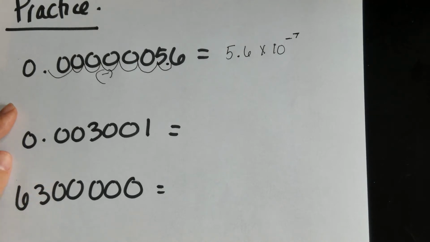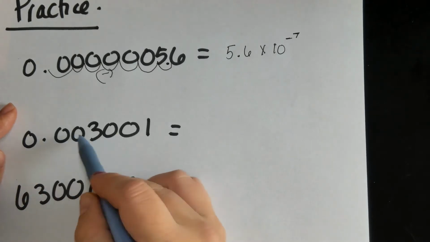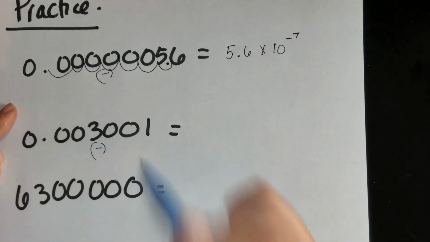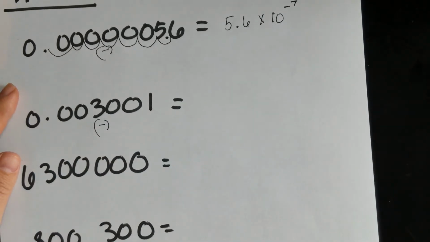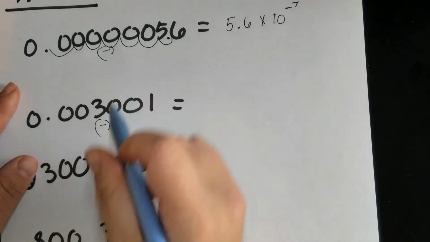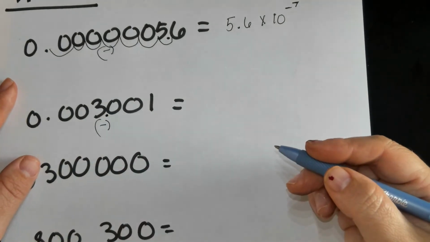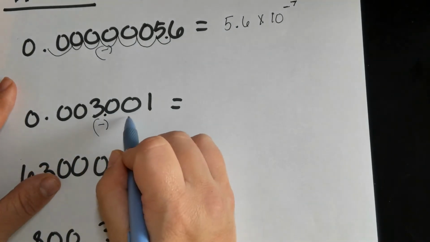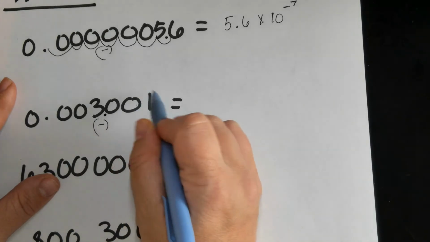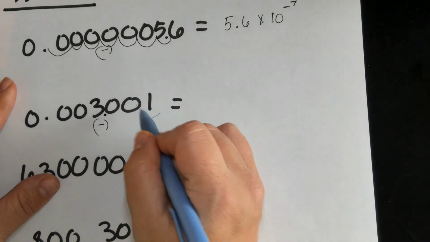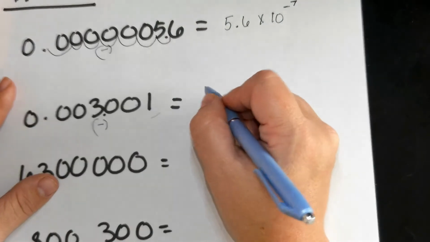Okay. Let's take a look at the next one. Again, this is smaller than 1. So I know my exponent is going to be negative. I want to put my decimal point after my first non-zero number. So that's my 3. It's going to go right here. Okay. Well, what happens here? I need to leave that because there is a digit after it. Okay. There's a digit after it somewhere.